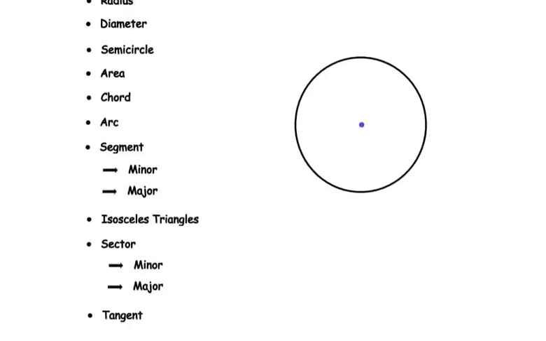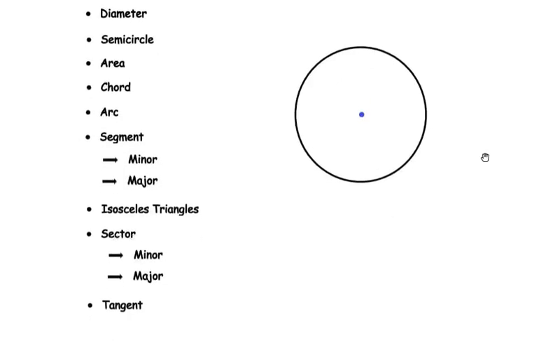Moving on to the next terminology, that is sector. Let us draw two radii from the center of the circle this way. Now this represents the sector, which looks like a piece of pizza. The small area of the sector is called the minor sector, and this larger area is called the major sector.